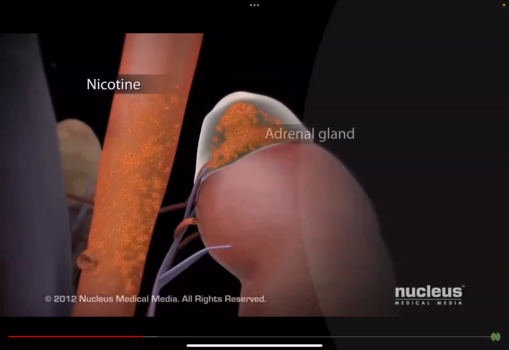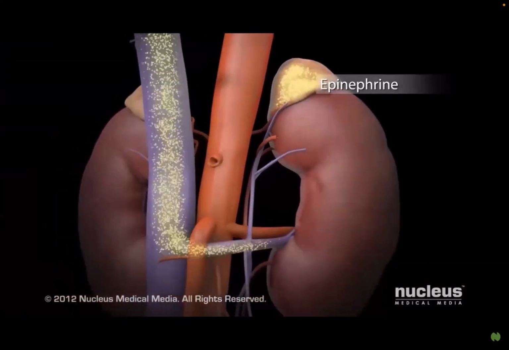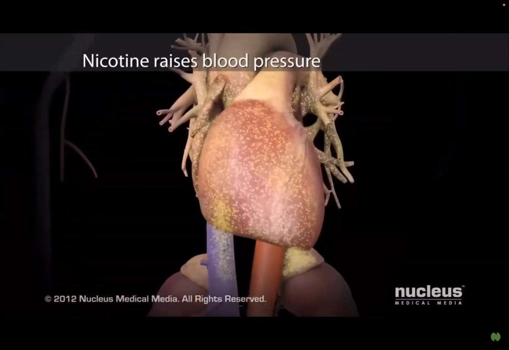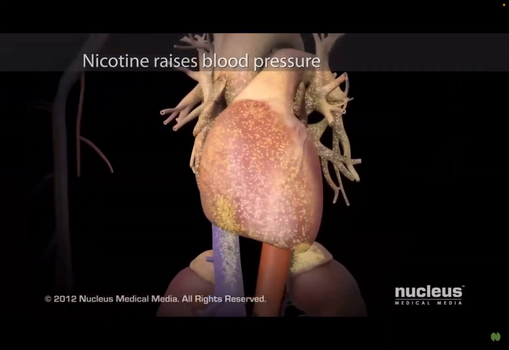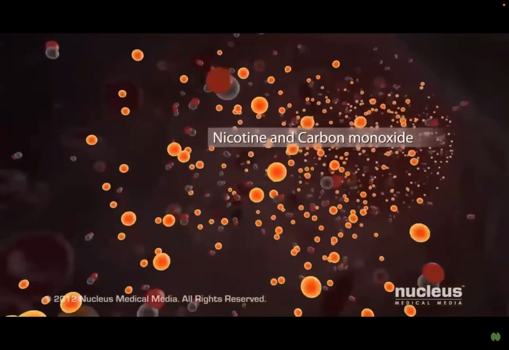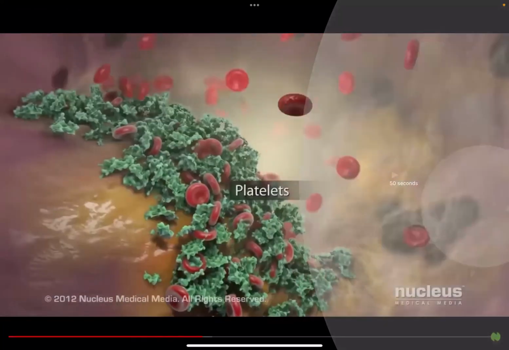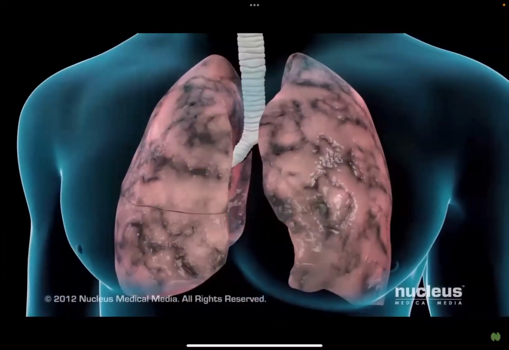Smoking causes death. Cigarette smoking, heart disease, flows through your adrenal glands. It stimulates the release of epinephrine, a hormone that raises your blood pressure. In addition, nicotine and carbon monoxide increase platelets in your blood.